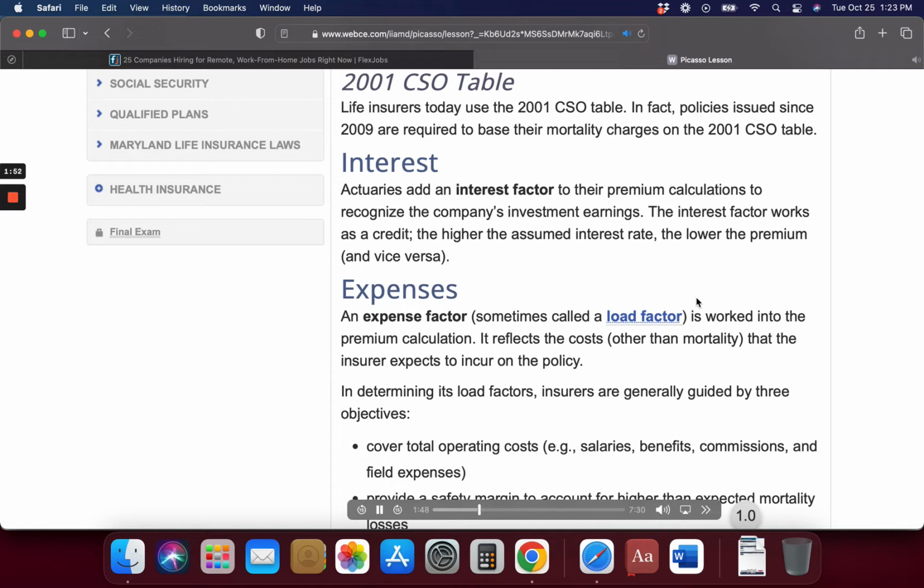Interest. Actuaries add an interest factor to their premium calculations to recognize the company's investment earnings. The interest factor works as a credit. The higher the assumed interest rate, the lower the premium, and vice versa.